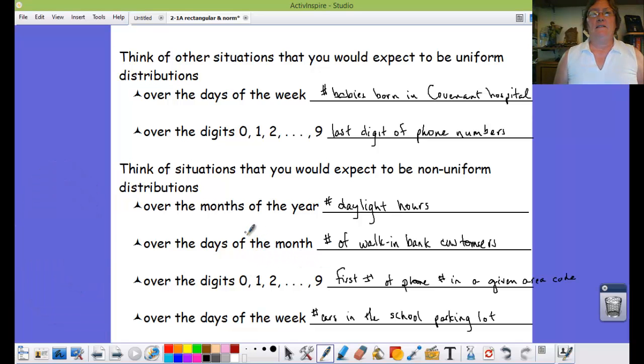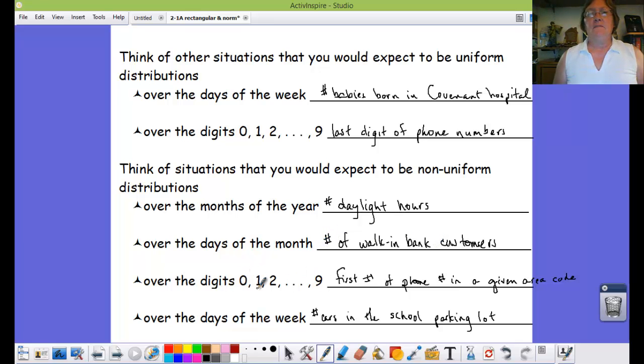Okay, here is my thinking. Over the days of the month, something that doesn't happen the same, or doesn't number the same over all of those days, is the number of walk-in bank customers. You get way more walk-in bank customers around the first of the month because that's when Social Security hits, and also on Fridays because that's when most people cash their paychecks. So it wouldn't be uniform over all the days in the month.